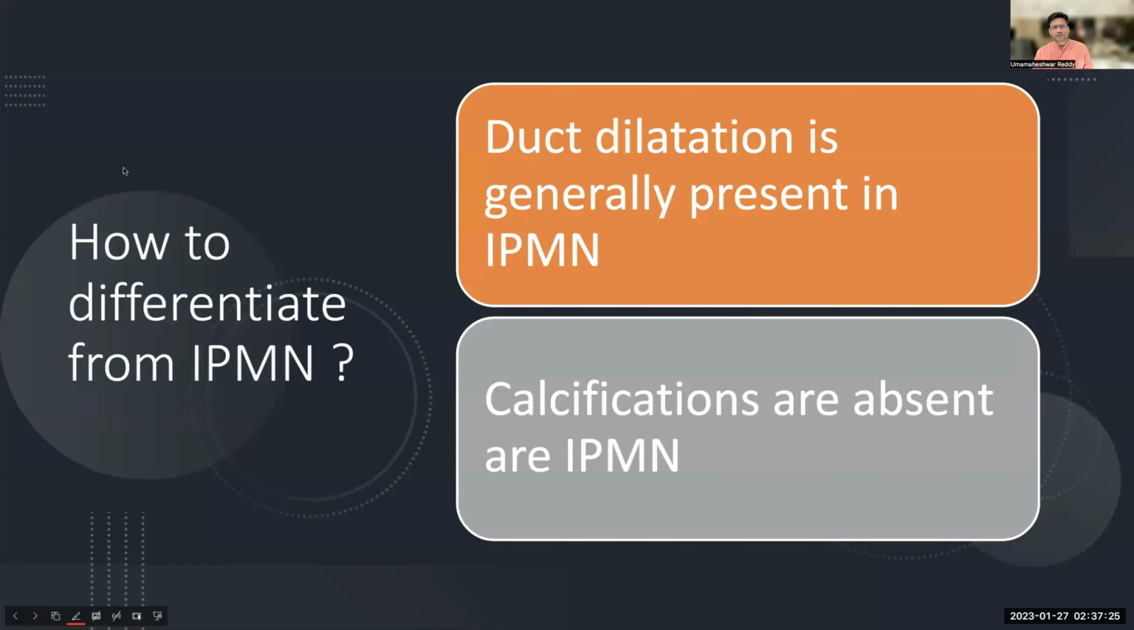So last but not the least, how will you differentiate IPMN, intraductal papillary mucinous neoplasm, from the microcystic variant of serous cystadenoma? So ductal dilatation is present generally in IPMN, either side branch or main branch. There will be dilatation of duct in IPMN. However, the ductal dilatation is generally absent in serous cystadenoma. Calcifications are absent in IPMN.